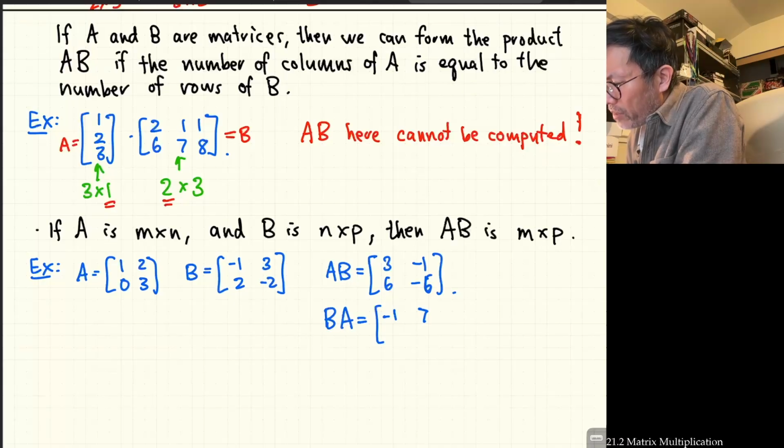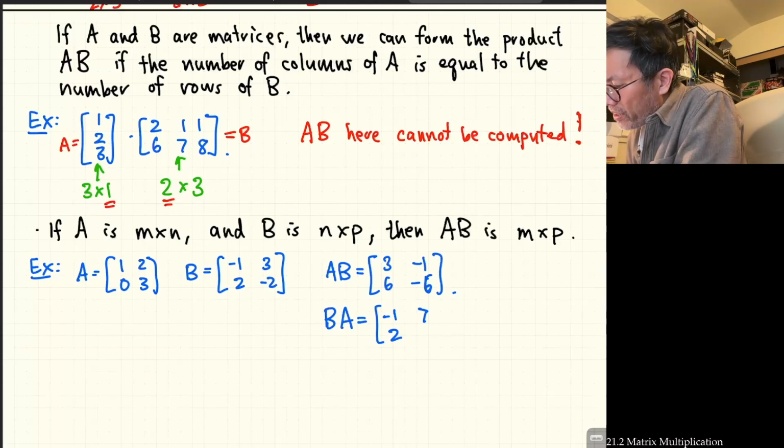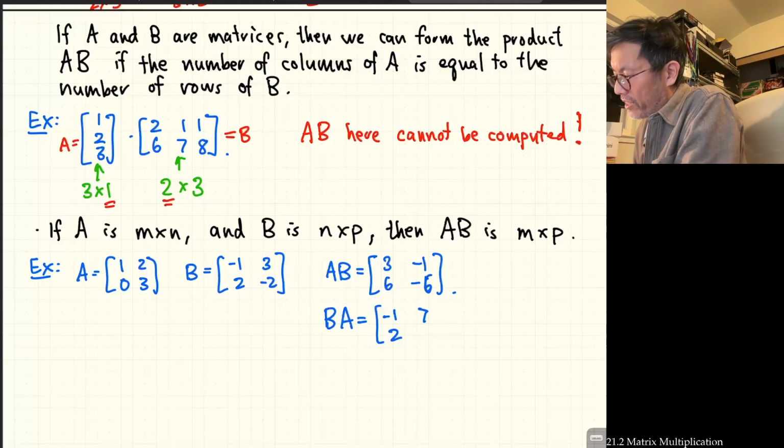Then I take the second row of B and dot product it with the first column of A, and I think I get 2. And then I take the second row of B and dot product it with the second column of A, and I get 4 plus -6. I think it's -2.